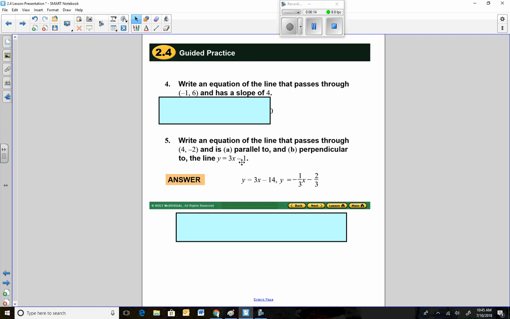And then you put everything in, the x and the y, excuse me, and the slope, and you get a negative 14 for your b. And then when you put the negative 1/3 in for your slope for the perpendicular line, you would wind up getting a negative 2/3 for your b.